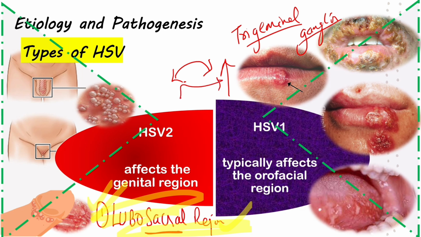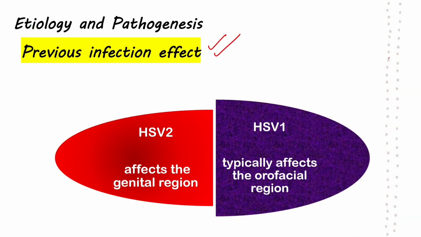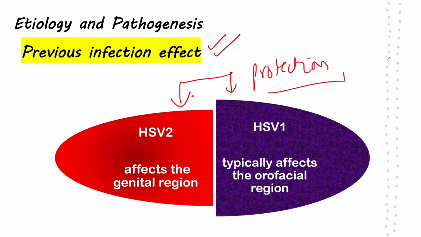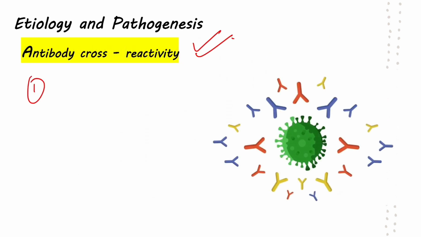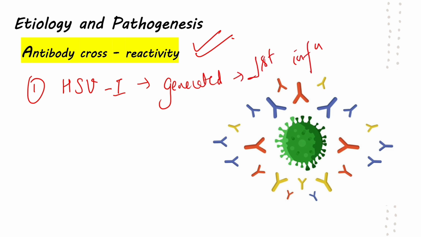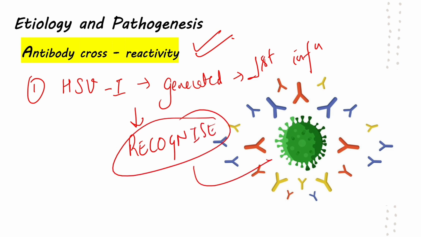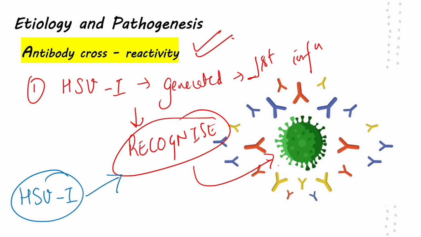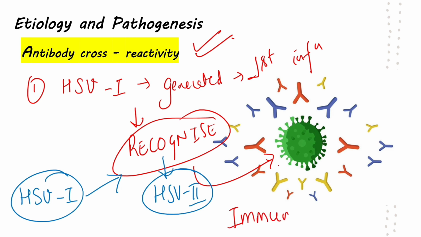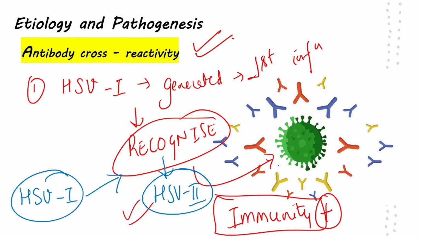Now, if a previous herpes simplex virus type 1 infection has occurred, it may offer some protection against herpes simplex virus type 2 infection due to antibody cross-reactivity. In antibody cross-reactivity, antibodies are generated against one antigen, that is herpes simplex virus type 1. They can also recognize similar strains of virus up to a certain extent, and these antibodies can bind to those strains of viruses. For example, if an antibody is produced in the body against herpes simplex virus type 1, it will recognize herpes simplex virus type 2 up to a certain extent and will bind to it, providing an additional or faster immune response to herpes simplex virus type 2 infection.